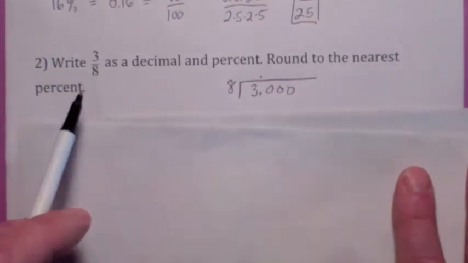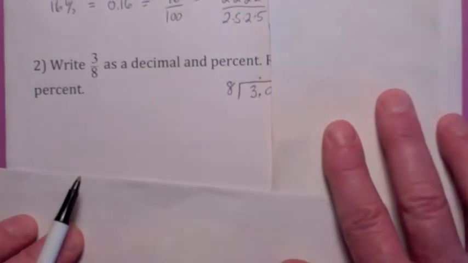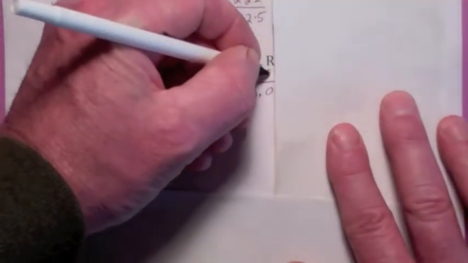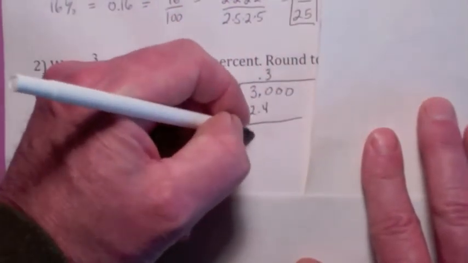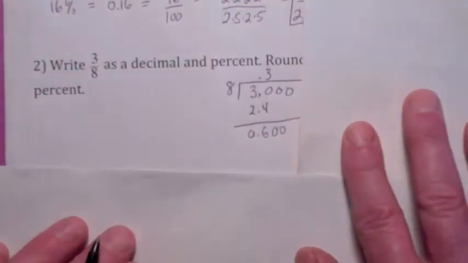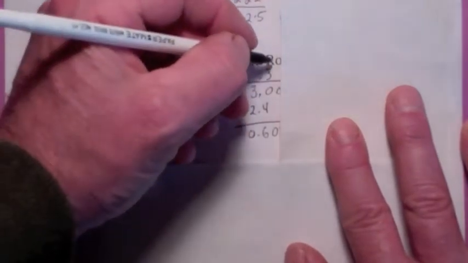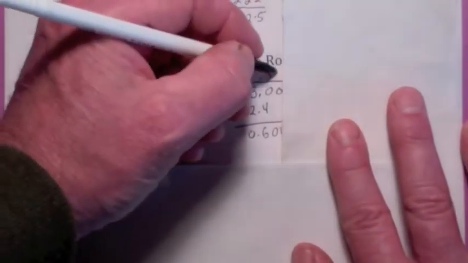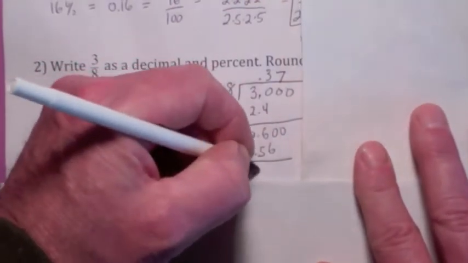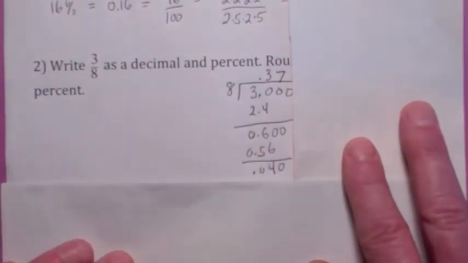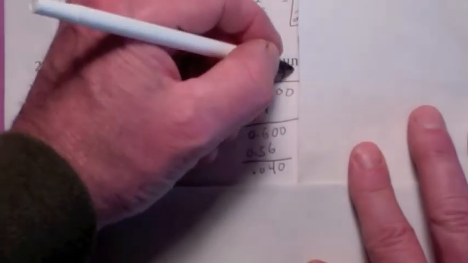Long division, bottom out. 8 doesn't go into 3, but it goes into 30, right? It goes into 30 3 times. 8 times 3 is 24. When you subtract, you get 0.060. 8 doesn't go into 6, but it goes into 60 7 times. Where does the 7 go? It goes in the hundredths place. 8 times 7 is 56. When you subtract, you get 0.040. I think it goes in evenly. 8 goes into 40 exactly 5 times, right? So there's your answer.